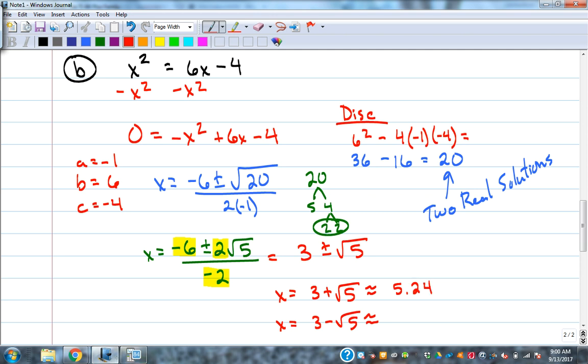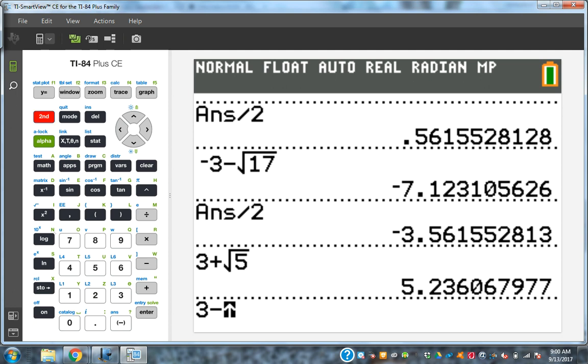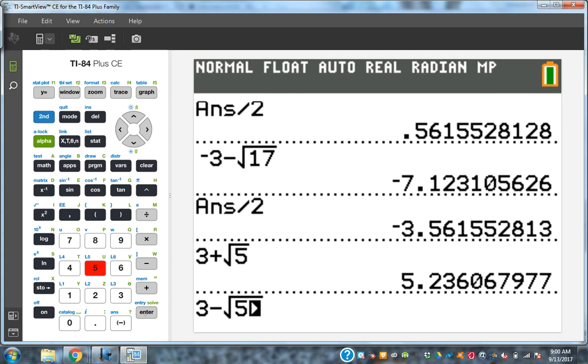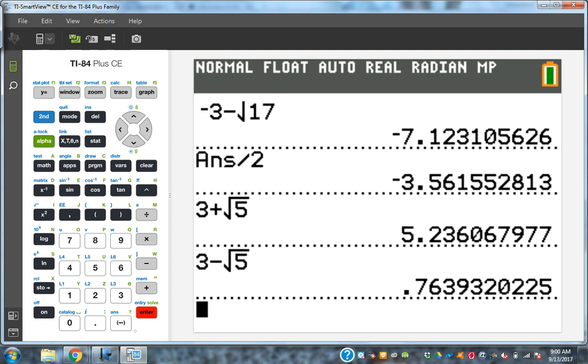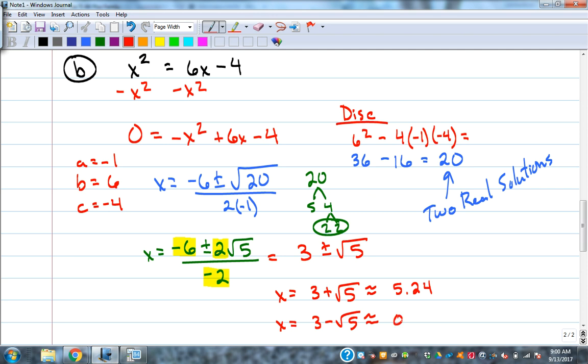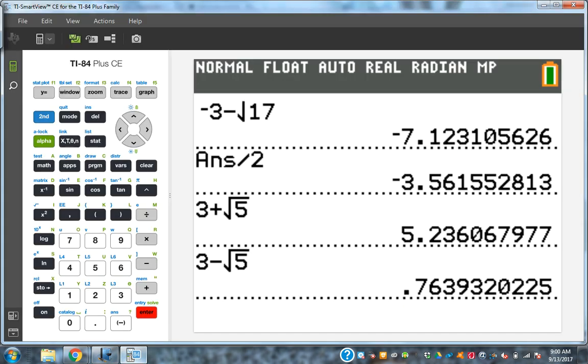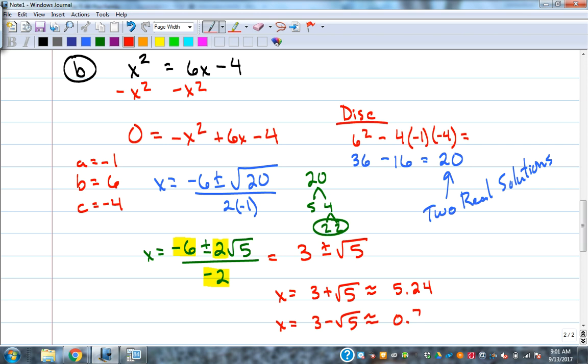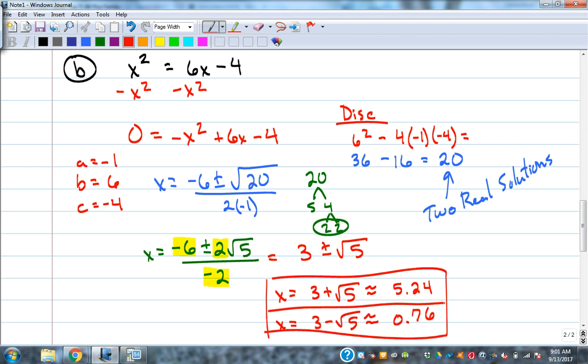And then 3 minus the square root of 5. It'd be 0.7 what? Rounding to 2 decimal places, not 3. 0.76, wouldn't it? Just 0.76. And there we have our 2 answers: the exact solution and then the decimal approximation for that.